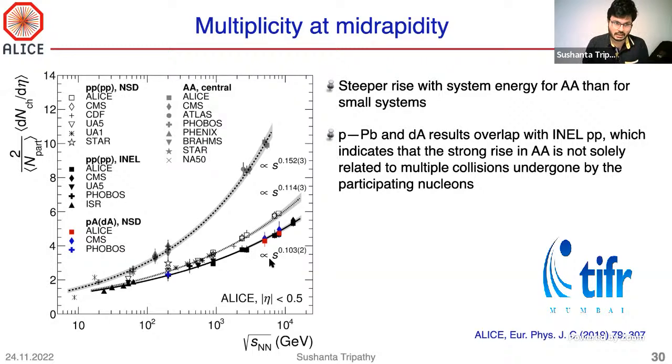However, for p-Pb collisions, when one fits this kind of dependence as a function of square root of s_NN with a power law, you see that the p-Pb and d-Au collisions overlap with the inelastic pp collisions.